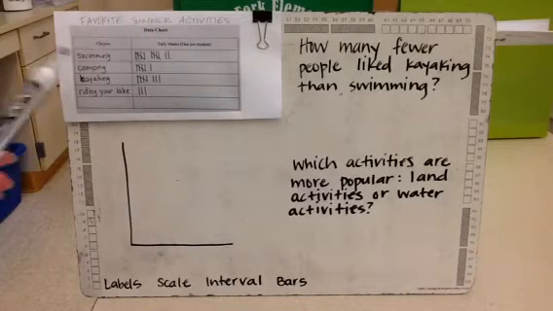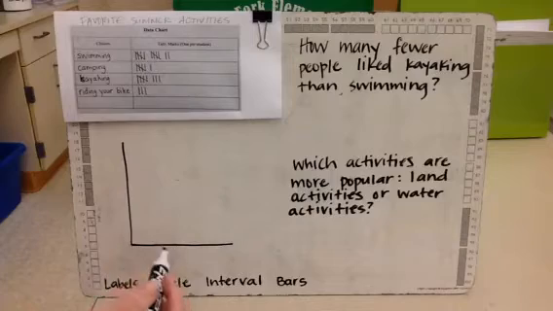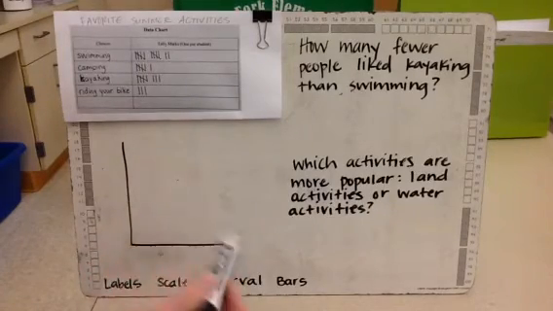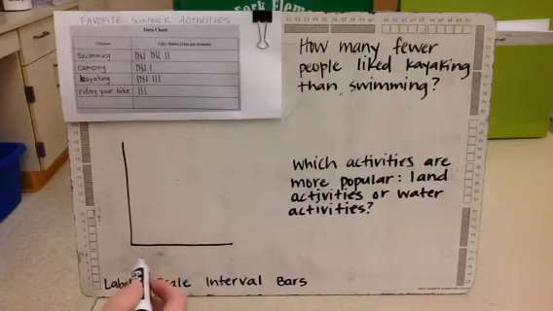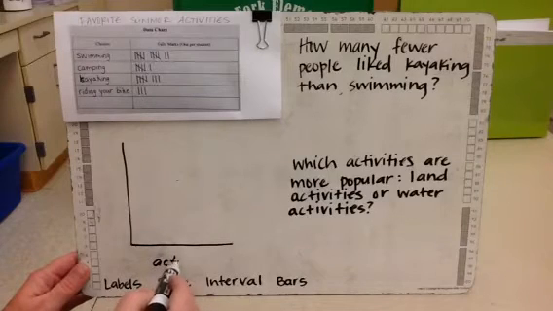So here, I'm going to take this data and put it into my bar graph. I'm going to first start with labels. I'm going to have my bars going vertically. You could also have them going horizontally. It doesn't matter. You would just flip your labels. So here, I'm going to label that this is where my activities will be.